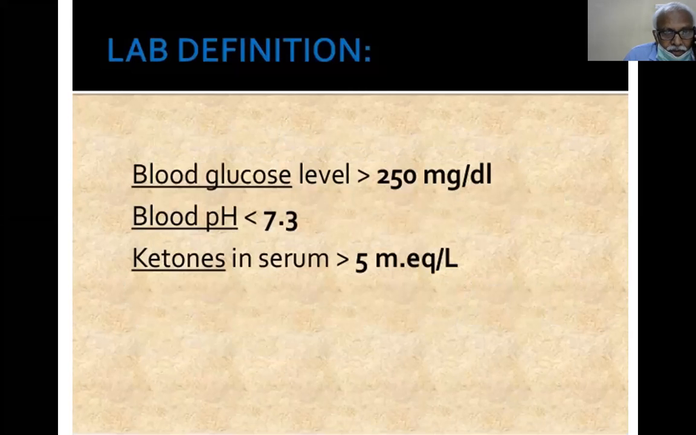So lab definition of diabetic ketoacidosis is the glucose level in blood should be more than 250 milligrams per deciliter, and blood pH should be less than 7.3, and the ketones in serum is more than 5 milliequivalents per liter. So please remember, the lab definition is most important for you to face your Viva examination and even the theory examination also. So the blood glucose level is more than 250 milligrams per deciliter and blood pH is less than 7.3 and ketones in serum is more than 5 milliequivalents per liter.